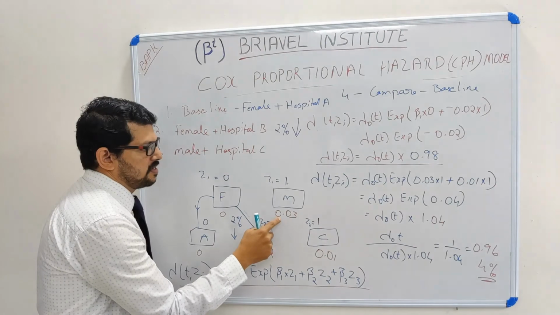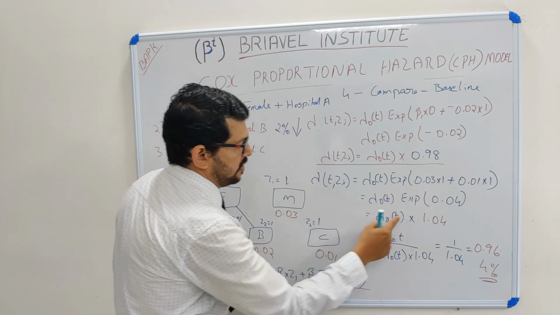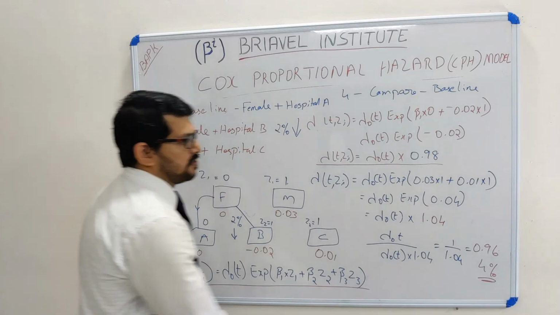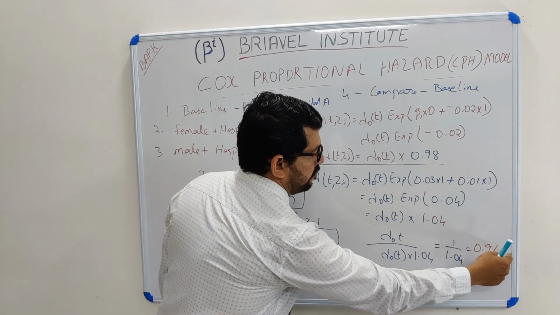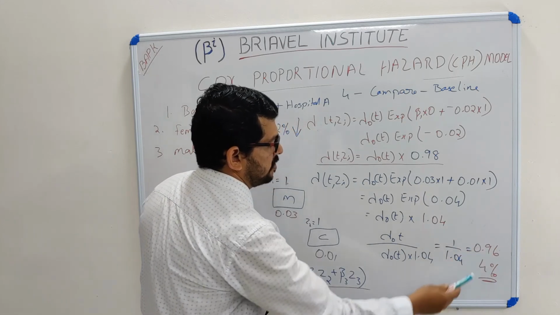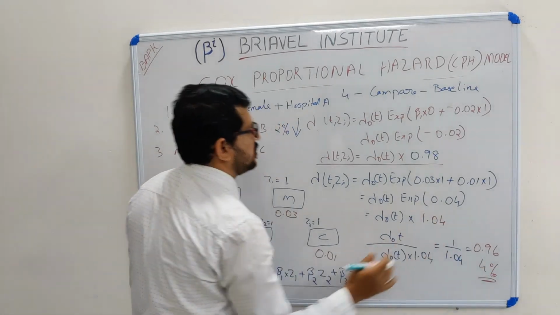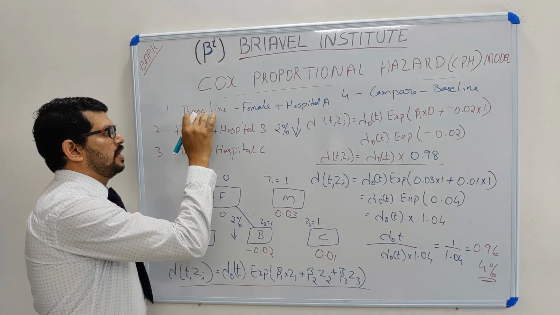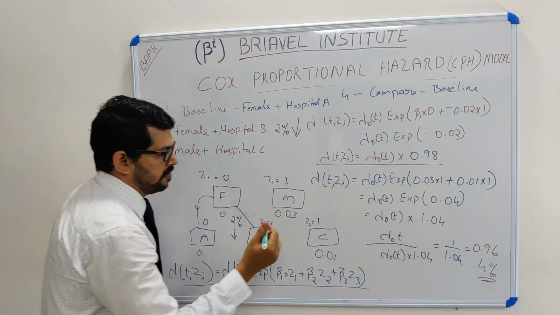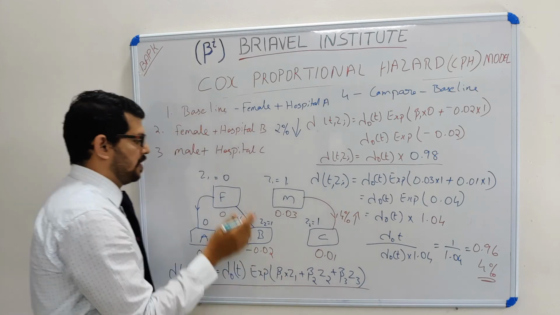So their risk is increased. For male, the regression parameter is 0.03, and here 0.01, and you have to multiply the baseline hazard by 1.04. So this value is approximately 0.96, which means 4% higher. Here itself we can understand it is 4% higher. Compared with the baseline, the male plus hospital C combination will be 4% higher risk.